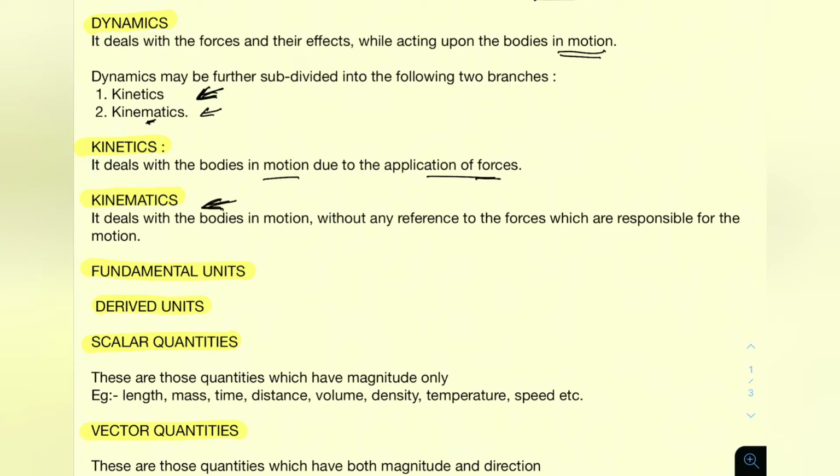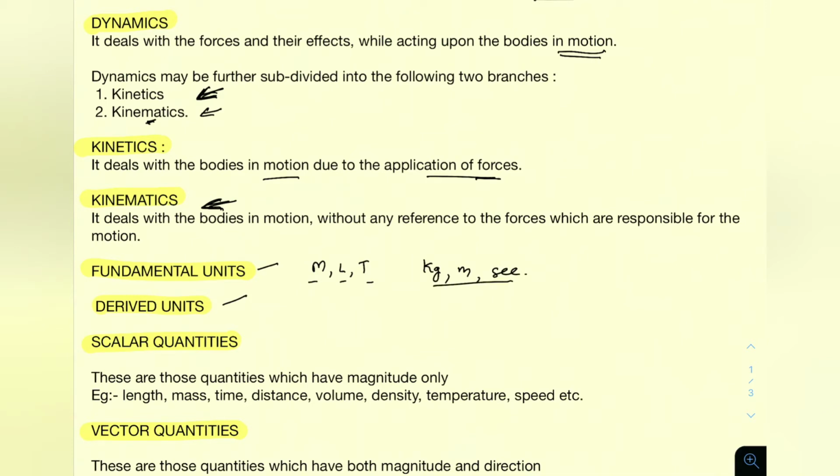Then there are two definitions, that is fundamental units and derived units. Fundamental units, as the name tells, are units like M, L, and T, where M is mass, L is length, and T is time. In SI units, we represent mass in kilogram, length in meter, and time in second. So these are the fundamental units.